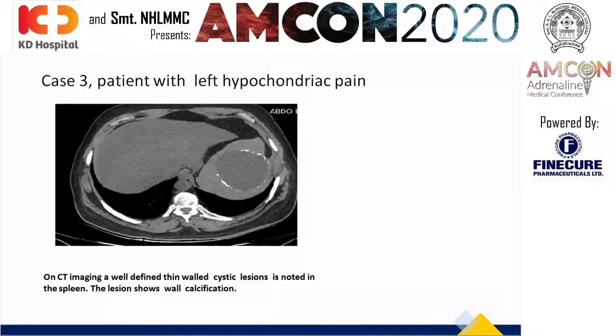This is case 3. The patient has left hypochondriac pain. On CT imaging, a well-defined thin wall cystic lesion is noted in the spleen. The lesion shows wall calcification.